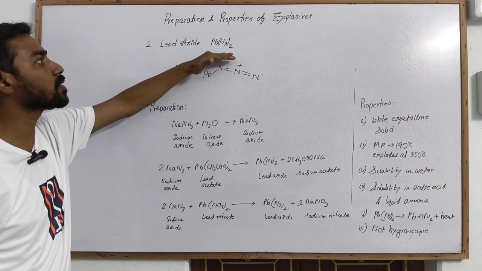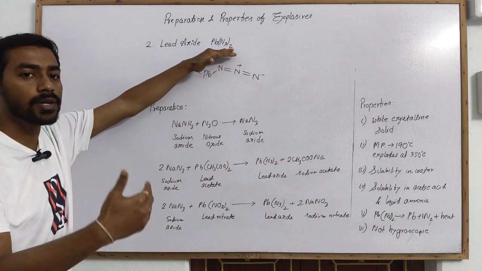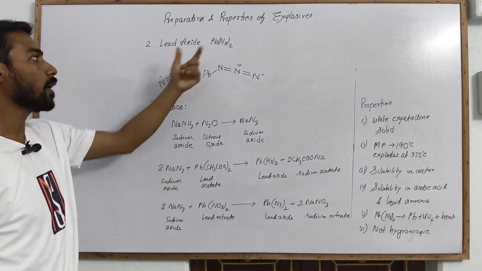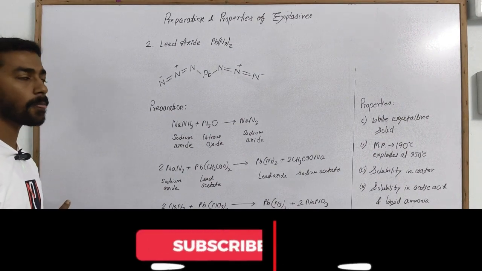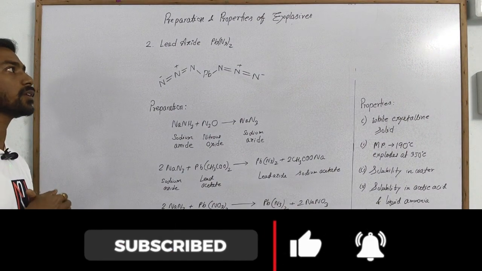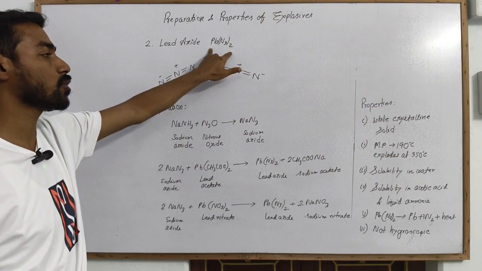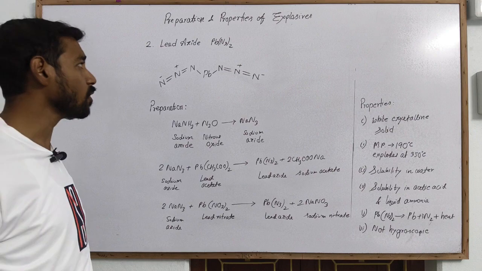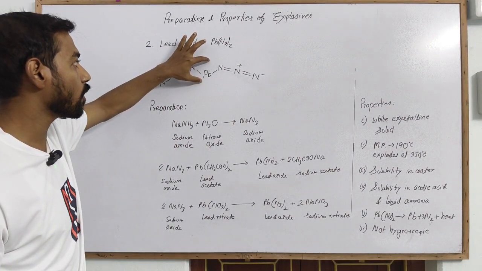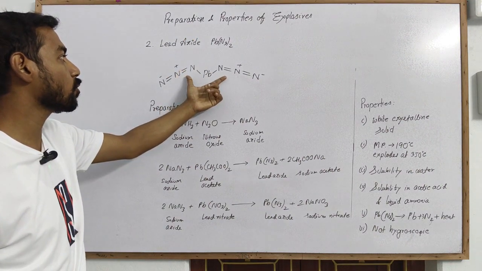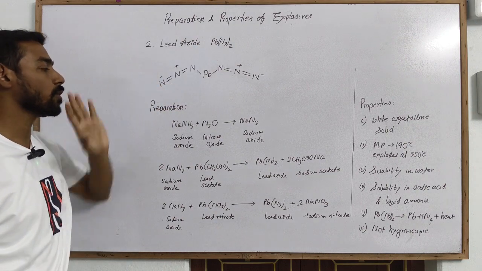Primary explosive means that it can be used as a detonator, or used to trigger the secondary explosive. Lead azide was first prepared by the scientist Curtius in the year 1891, and later it was commercialized in 1930, and it was extensively used as an explosive during World War II. In its structure, at the center there is a lead cation, that is Pb2+, and on both sides two azide ions, that is N3- ions. So this is the overall structure of lead azide.